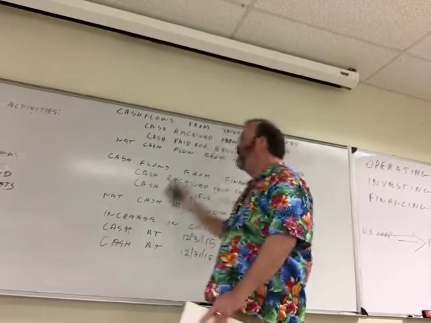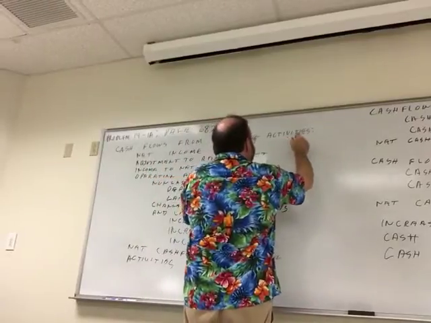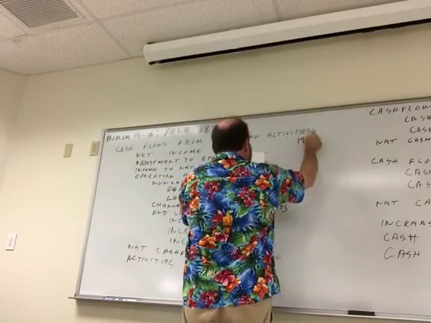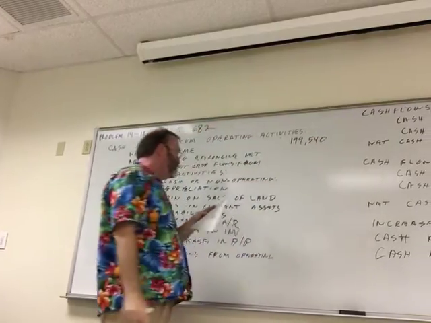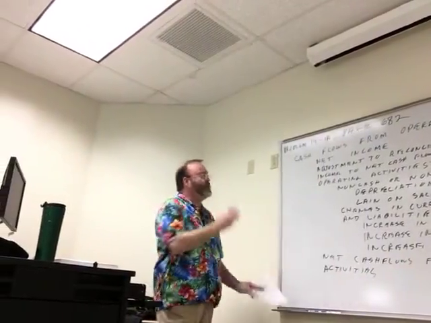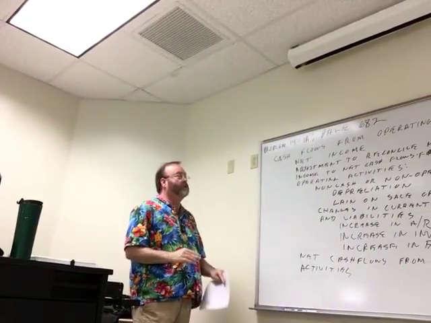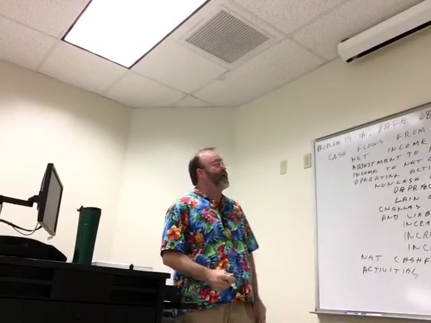And I'll be able to save most of that. So net income in this case was $199,540. So then you have adjustments to reconcile net income to net cash flows. So non-cash or non-operating activities.